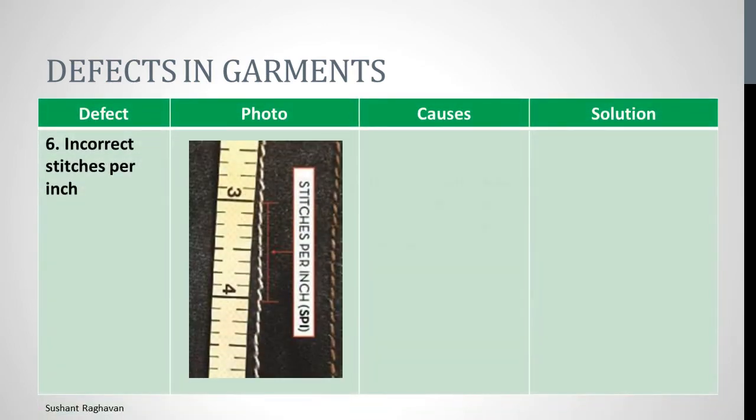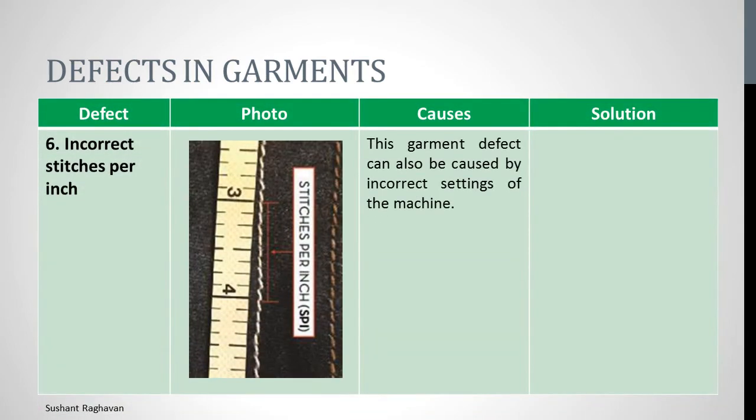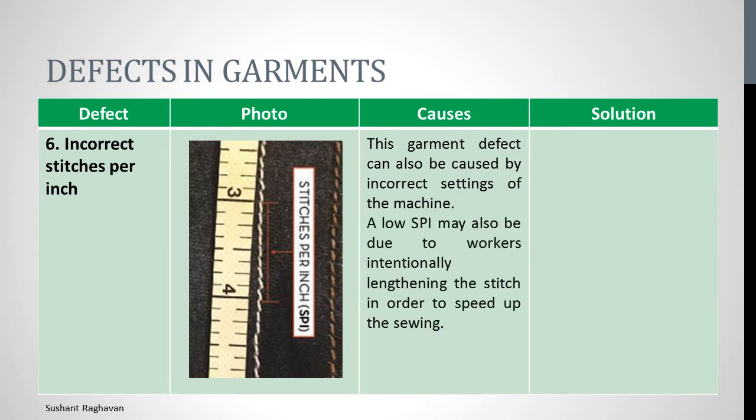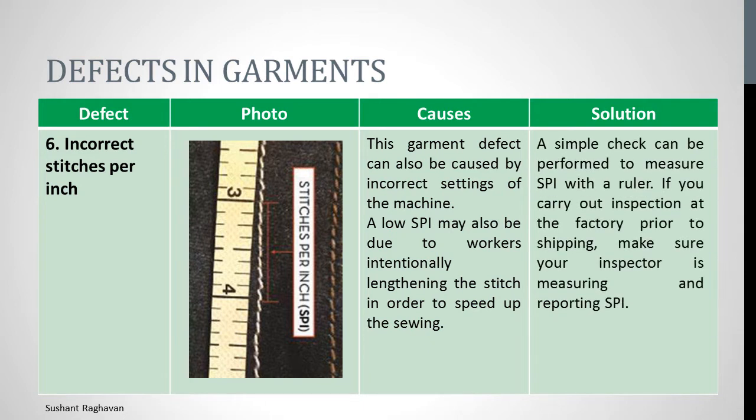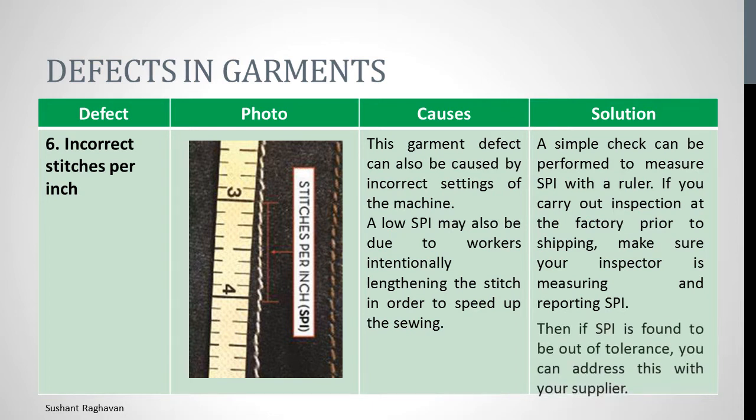Incorrect stitches per inch. This garment defect can also be caused by incorrect settings of the machine. A low SPI may also be due to workers intentionally lengthening the stitch in order to speed up the sewing. A simple check can be performed to measure SPI with a ruler. If you carry out inspection at the factory prior to shipping, make sure an inspector is measuring and reporting SPI.